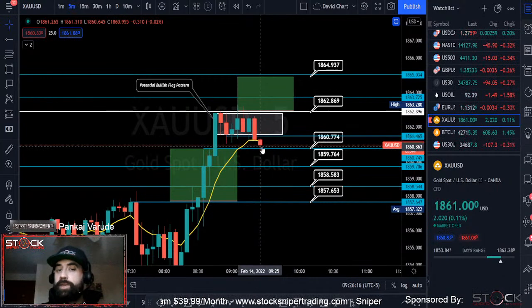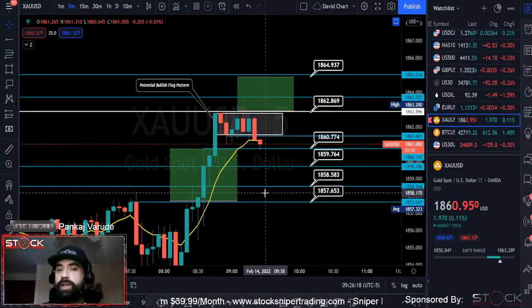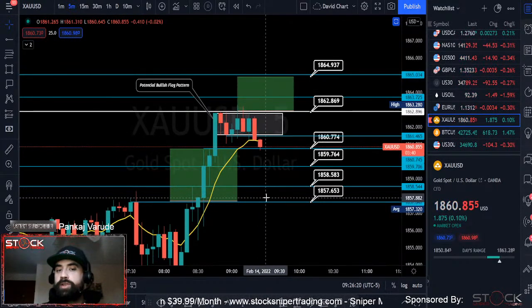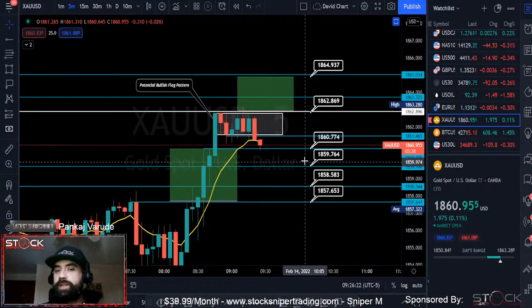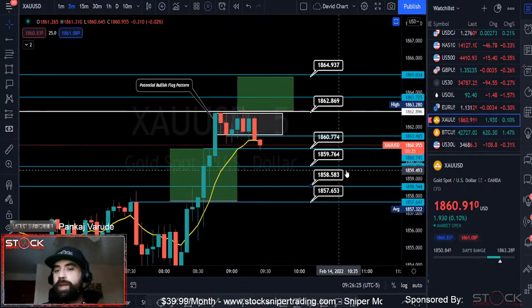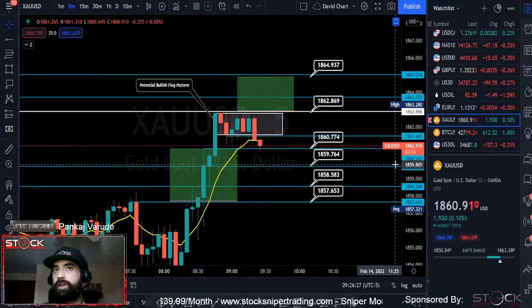All right, if it does want to retrace, it's most likely going to come right back down to the initial entry. Okay, maybe come back down to at least 1859.7, maybe 1860. That's more of a psychological number right there. All right.